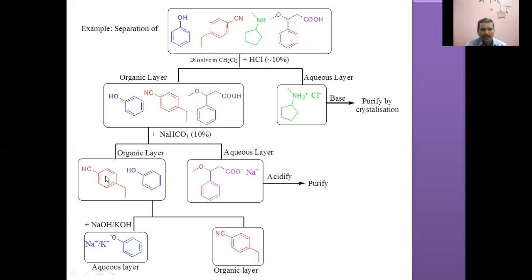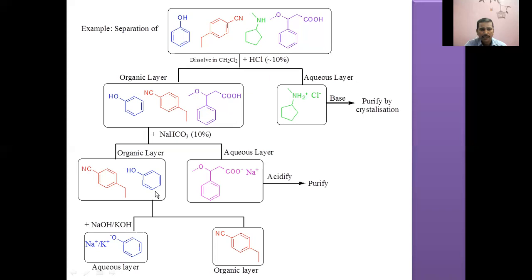Phenol is slightly acidic compared to 4-ethyl cyanobenzene. In the organic layer, phenol and cyanobenzene are present. Now, to the organic layer, you add either NaOH or KOH. A strong base you have to add. Phenol will not react with sodium bicarbonate. It has to be reacted with a strong base to convert it into sodium phenolate or potassium phenolate.